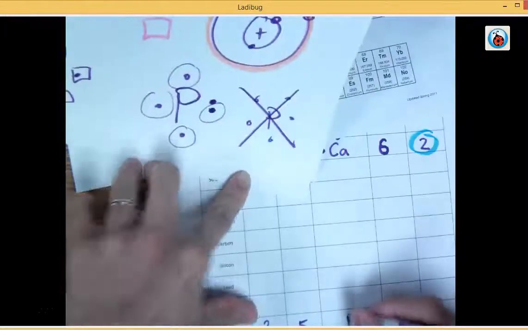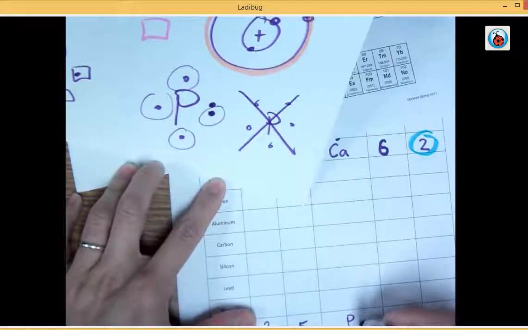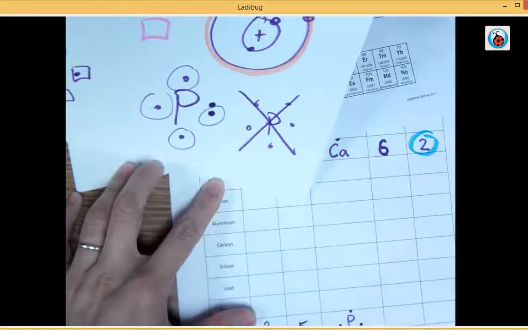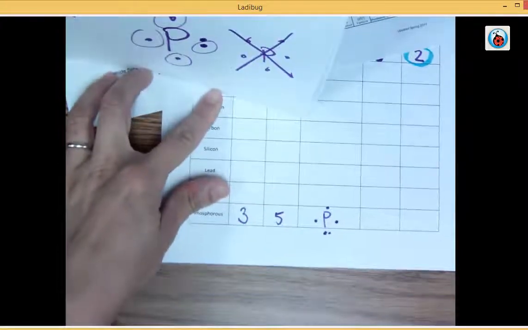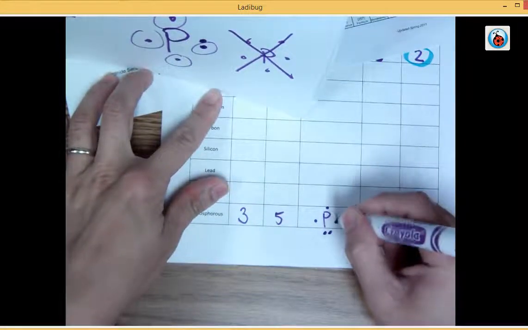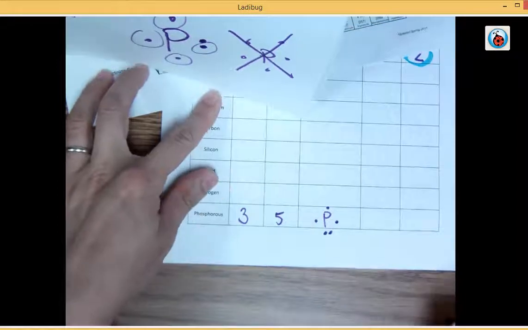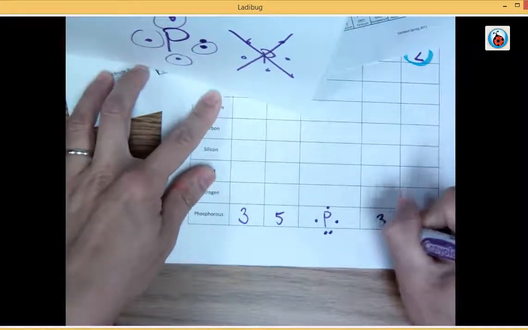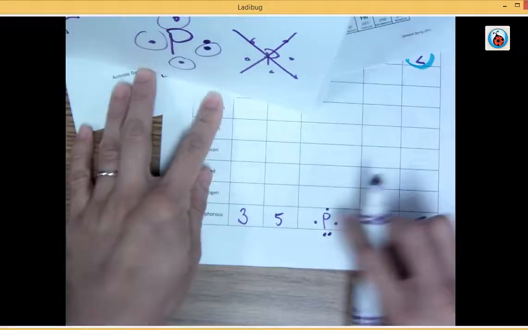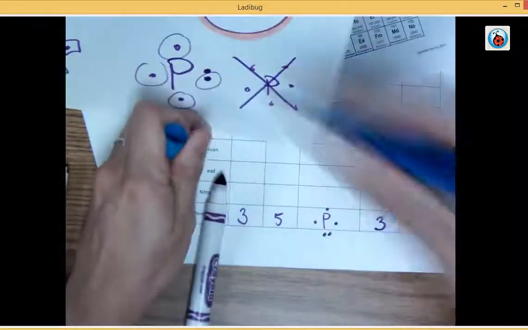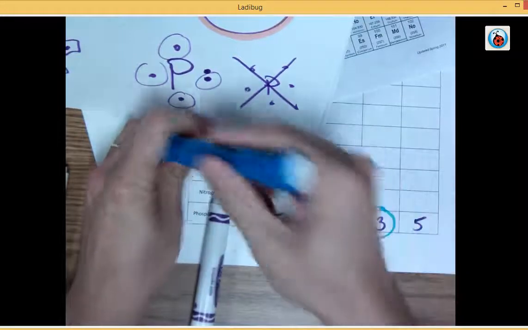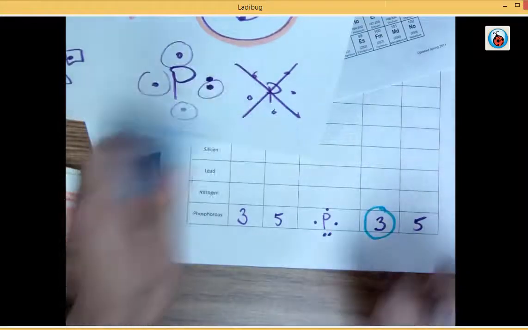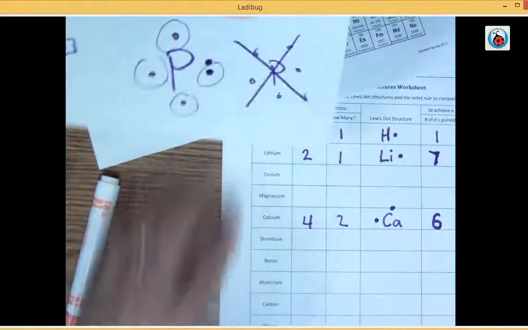So phosphorus here. I want to start at the bottom first. 1, 2, 3, 4. And there's a pair. Clearly there's a pair. And then we have 3 single electrons. 1 pair and 3 singles. So it's got 5. It can gain 3 to make 8, or it can lose 5. Which one's easier? So this phosphorus will gain 3 electrons. Okay. And flip it to the back. I'm just showing you a couple examples so you can do the rest on your own.